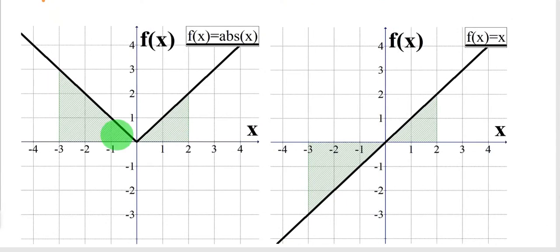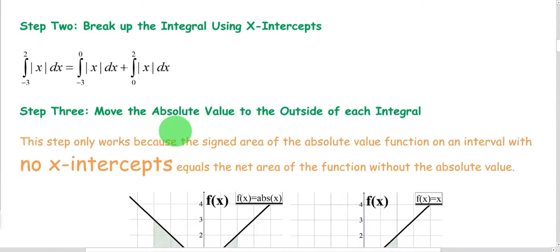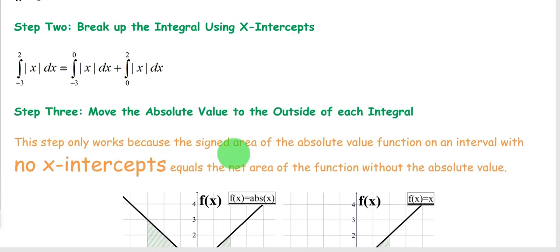So here's what we're trying to find the definite integral of, -3 to 0 and 0 to 2. But as we said before, why not just take the antiderivative of y equals x, find its definite integral, and take this triangle, whatever this area is, make it positive, and that will ensure that it gives us the area under the curve for our absolute value of x function. Now for the pieces that are above the x-axis, it won't hurt to take the absolute value of them either, since it's also going to give you a positive area. So I wrote that out here in this orange. This step only works because the signed area of the absolute value function on an interval with no x-intercepts equals the net area of the function without the absolute value.